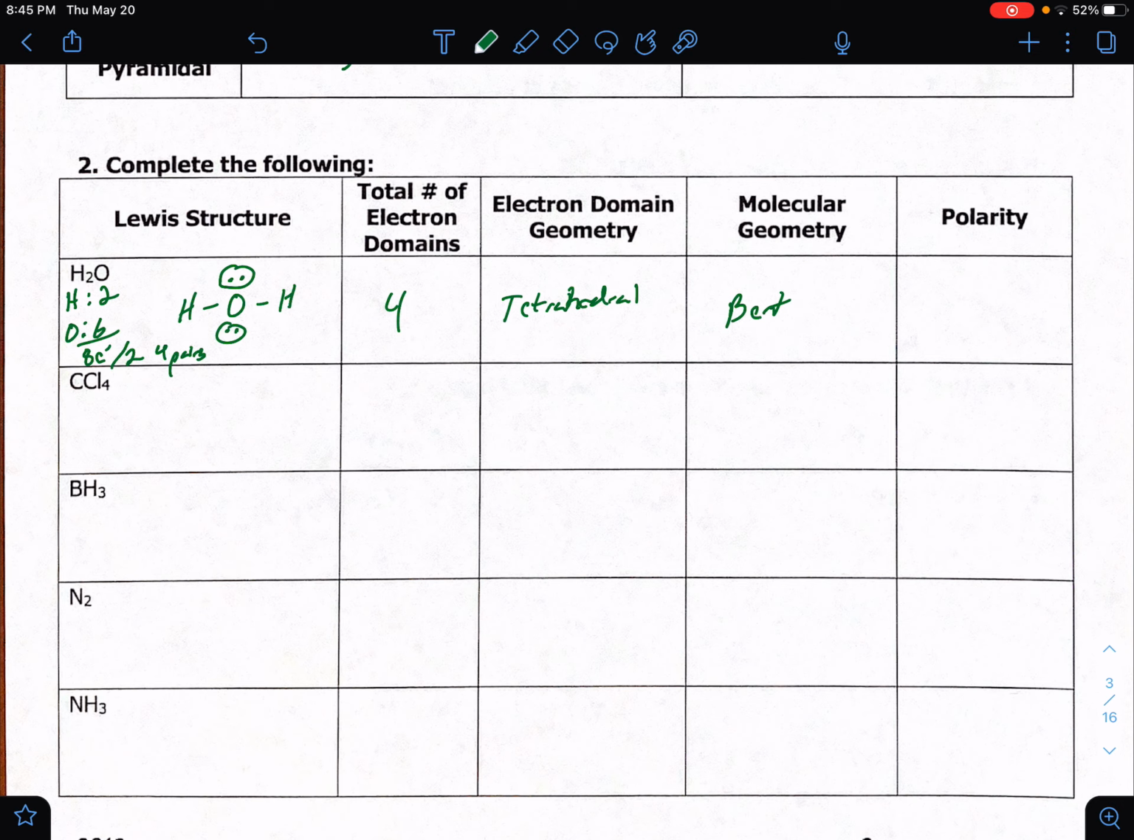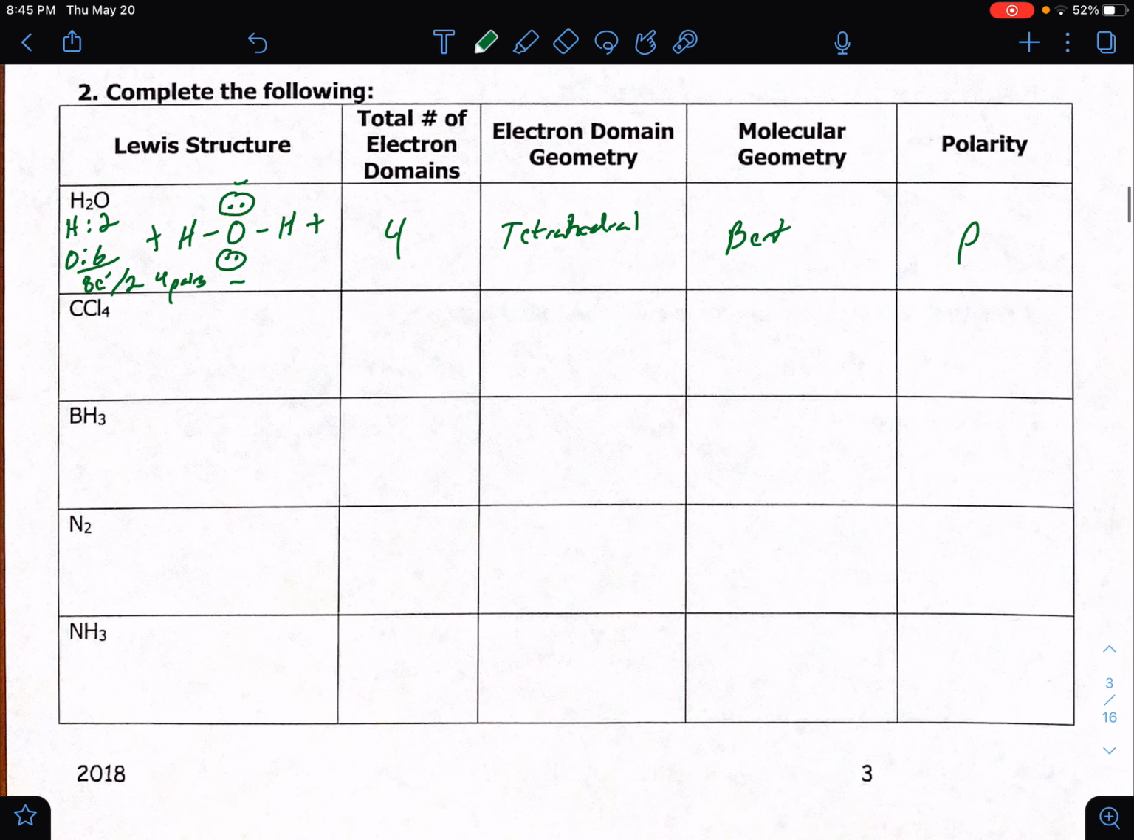And this is not symmetrical because these hydrogens actually bend. Meaning you have a negative side here and a negative side here, and it makes these hydrogens more positive. So this is not a symmetrical charge, so this would actually be polar.